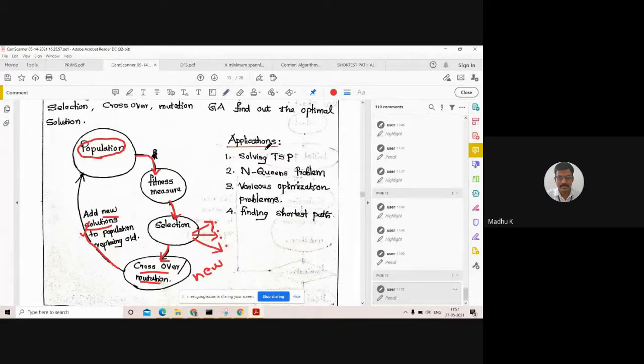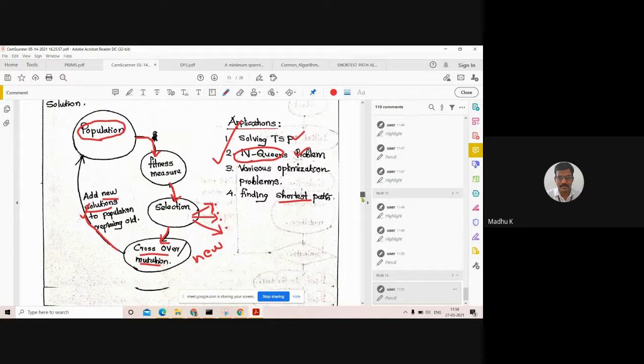What are the applications? Solving TSP and the Queens problem. The Queens problem is a difficult problem we discussed in the first module of artificial intelligence, where we want to place queens. Also various optimization problems, like finding the shortest path. For solving such types of problems, we can use the genetic algorithm.